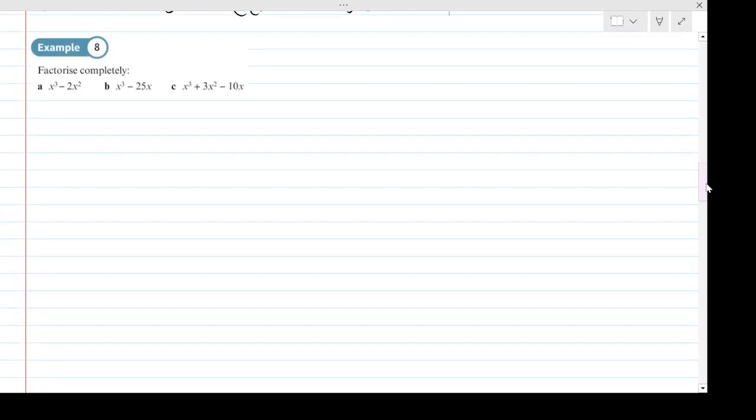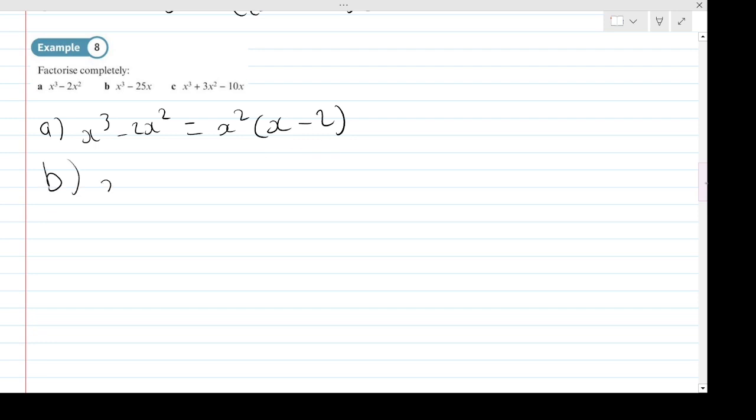Okay, question 8. We can then factorize other expressions. So here for part A, we have x cubed minus 2x squared. What term is common on both? Well, x squared, really. And if we have another x, we get x cubed. And for the second part, it's just minus 2, because then that'll get us minus 2x squared. We can't factorize that anymore, as there are no more common factors that we can pull out.